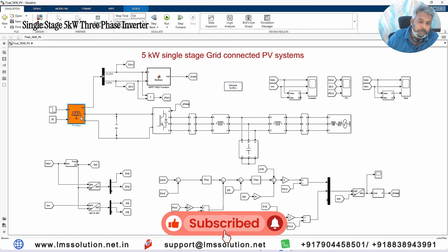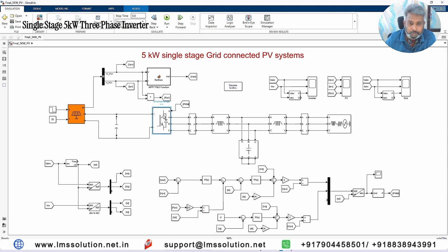Now the PV array is directly connected to the inverter. Here we are using a universal bridge. This universal bridge acts as a 3-phase inverter. So the PV is directly connected to the inverter, so there is only one stage. We are converting the DC into AC by means of this voltage source inverter. So that is known as a single stage grid connected PV system.